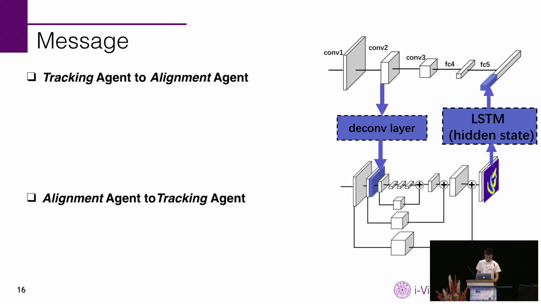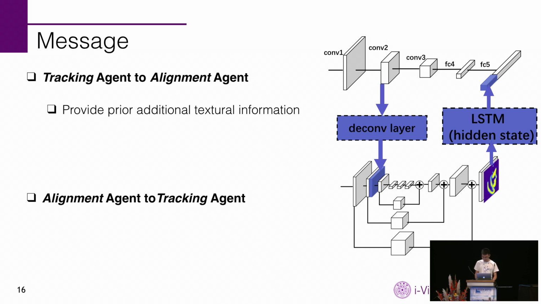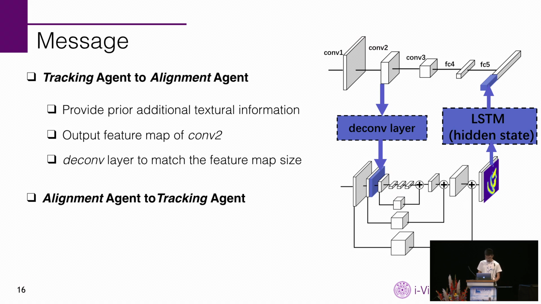For the message passed from the tracking agent to the alignment agent, we aim to provide prior additional textural information. As the tracking agent is sensitive to the textural features of facial parts, while the alignment agent has difficulty judging facial or non-facial parts, the message is a promising way to provide conditional information to enhance the robustness of the alignment agent for occlusion cases. We select the output feature of the Conv2 layer in the tracking agent and concatenate it in the depth axis with the feature map in the hourglass network.